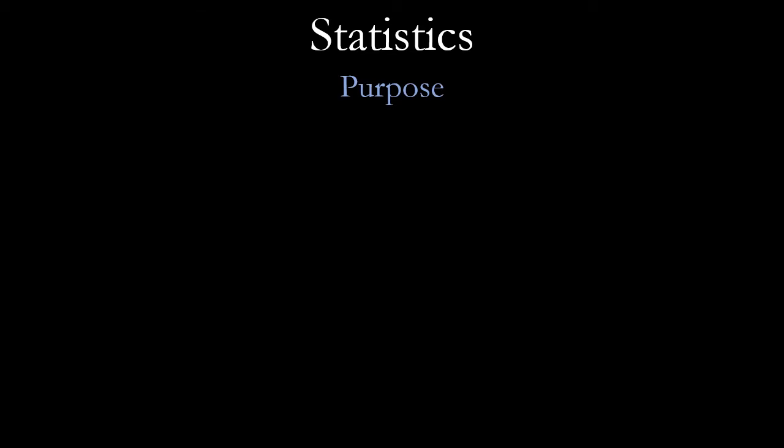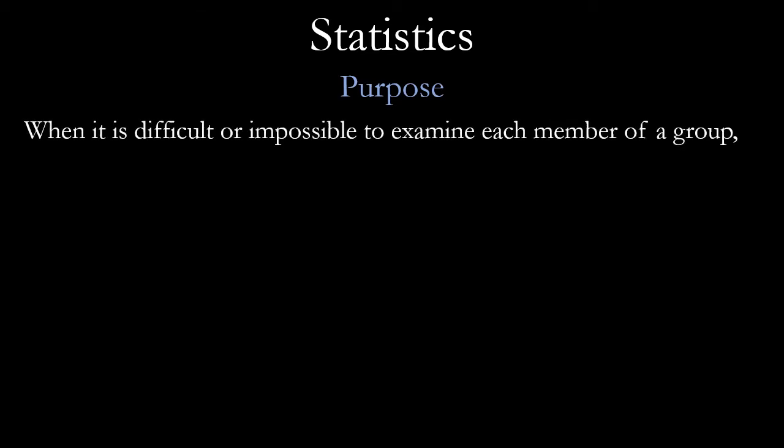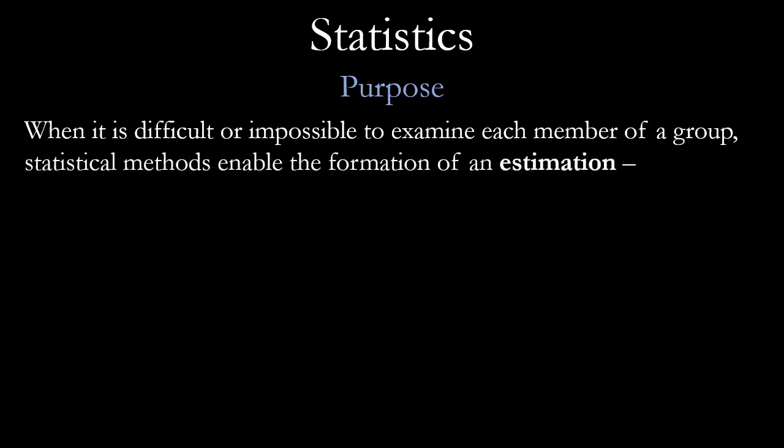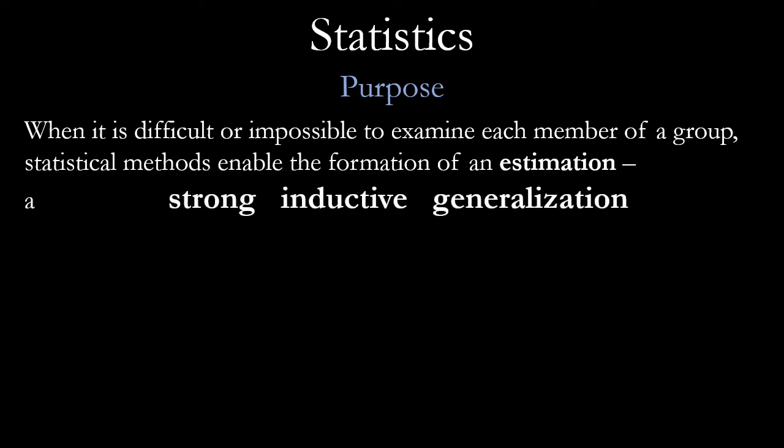The purpose of statistics, what we're trying to do, is that we're trying to address situations where it is impossible or difficult to examine every member of a usually large group. And when we can't do that, statistical methods enable the formation of an estimation. In other words, we are doing what we had discussed earlier in the series. We are creating a strong inductive generalization. And this is going to be much more mathematically based than previous inductive generalizations that we have explored.